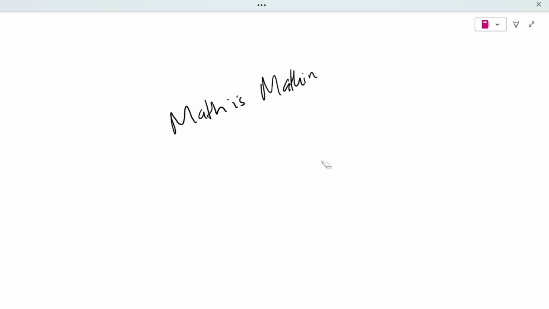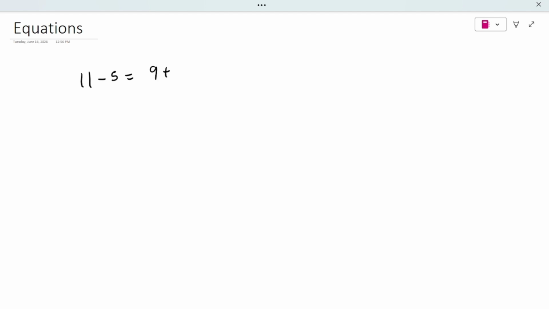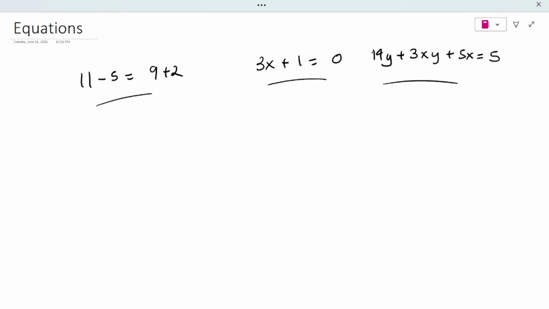So, do you know about equations? An equation looks like this: h minus 5 is equals to 9 plus 2. An equation can also look like 3x plus 1 is equals to 0. It can also look like 14y plus 3xy plus 5x is equals to 0 or is equals to 5. All of these are equations.